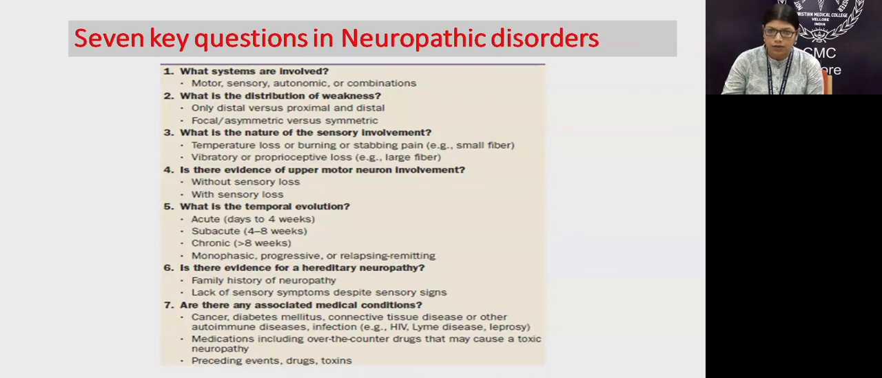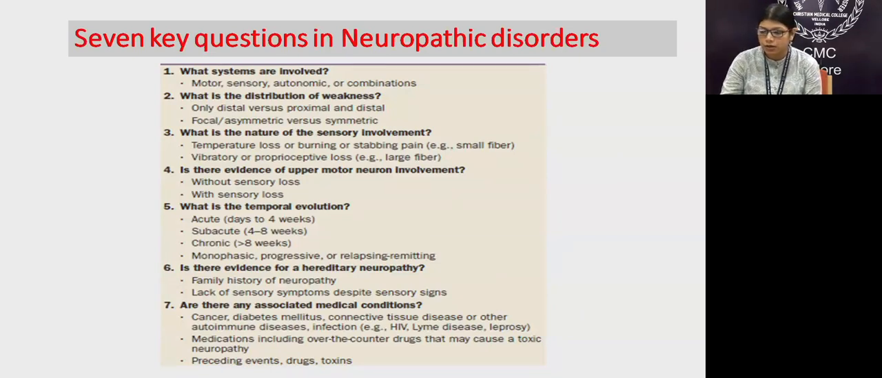We also need to know whether the neuropathic disorder which we are dealing with is monophasic, progressive, or relapsing and remitting, and often this information is elicitable at the history level itself. The next question we need to ask, is there evidence for a hereditary neuropathy? So carefully take a family history of neuropathy, examine the relatives' feet and hands to look for any signs of neuropathy, and if there is a lack of sensory symptoms despite sensory signs with distal muscle weakness, most often they are HMSNs, or the hereditary sensory motor neuropathies.